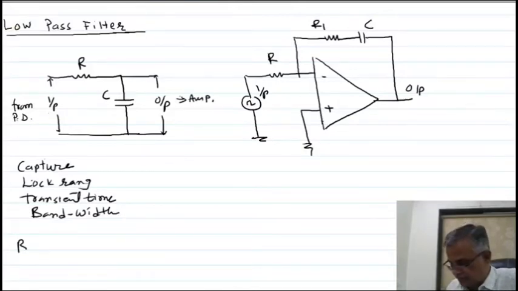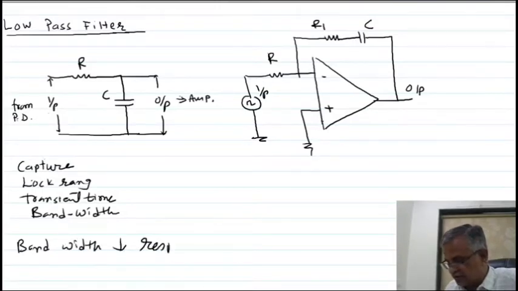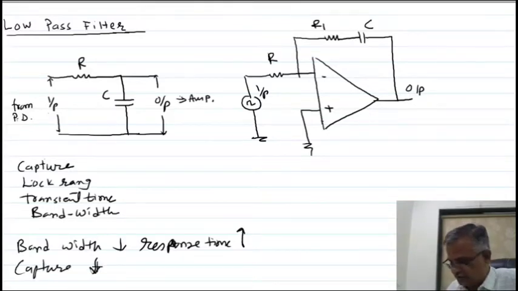Remember, if the bandwidth of the filter is reduced, then the response time increases and the capture range decreases.